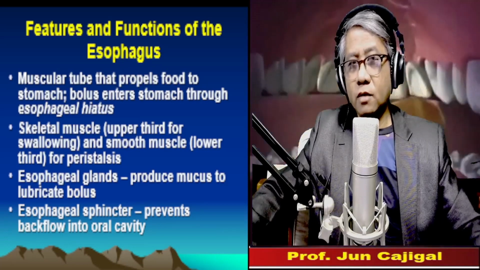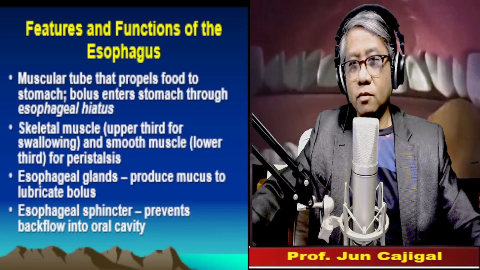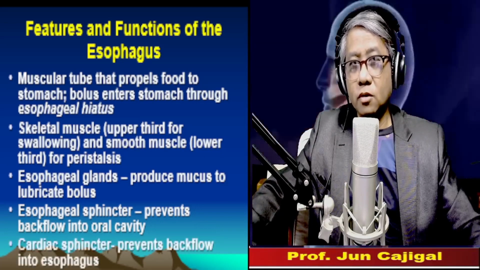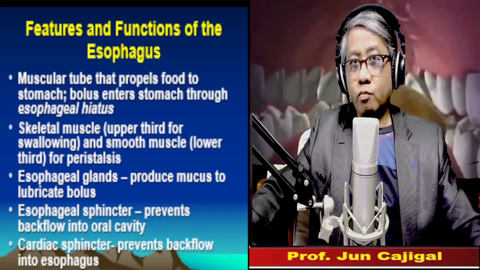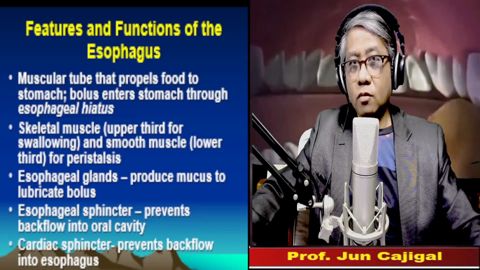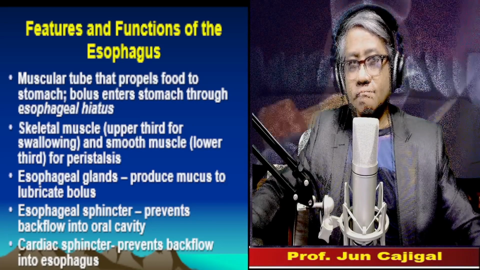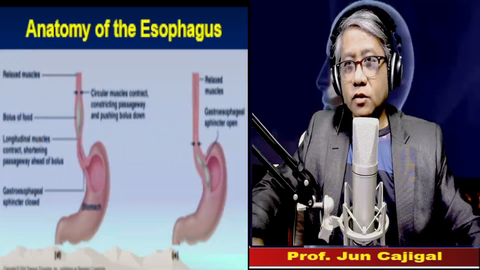Then there is another sphincter in the lower portion of the esophagus called the cardiac sphincter. Now this cardiac sphincter is in the lower portion, and it is also surrounded by rings of muscle to prevent backflow of food from the stomach into the esophagus. So that is the anatomy of the esophagus.